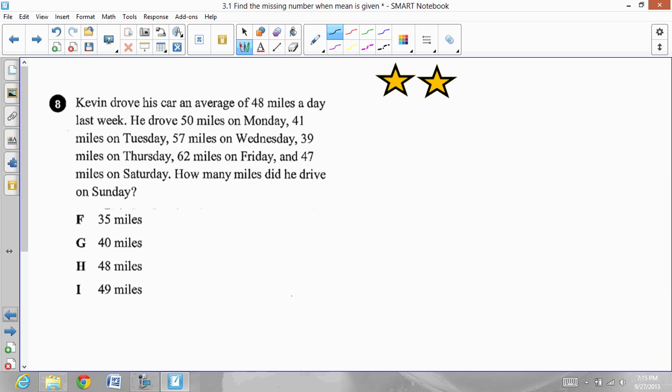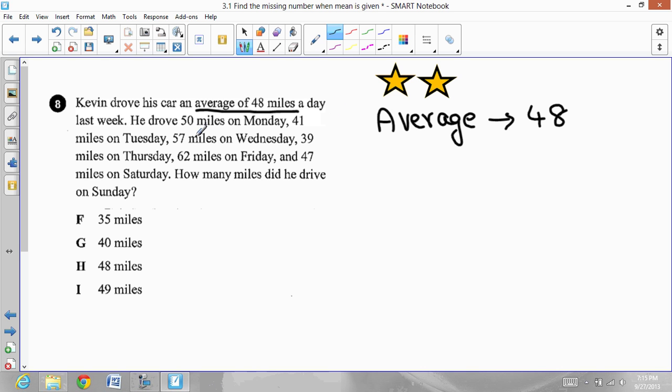Pause the video, read the question, understand the question, and let's continue together. Kevin drove his car an average of 48 miles a day last week. So the average in this case is 48 miles. They are giving you the average. So the average is 48 miles a day for each day.